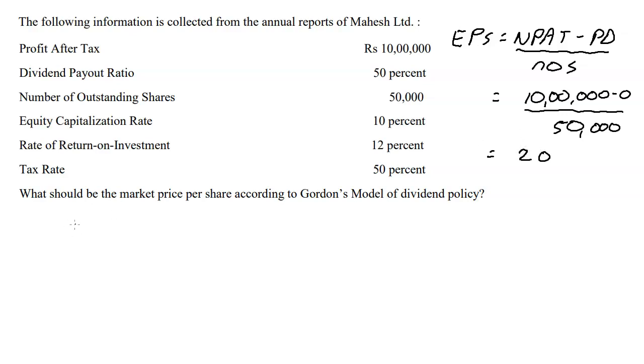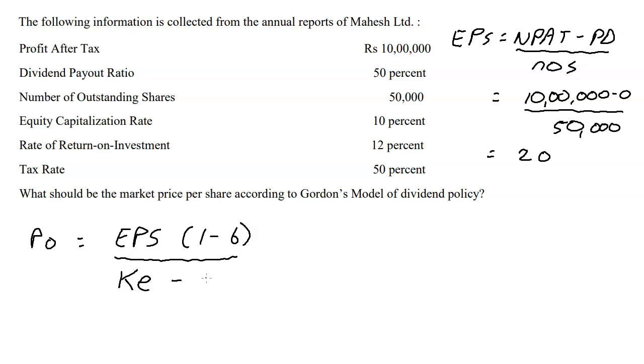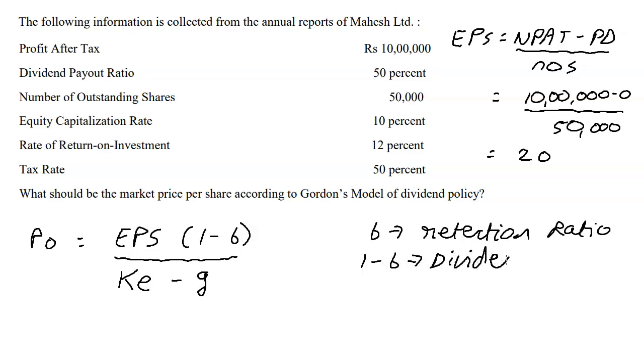Then our calculation for the market price of the share using the Gordon model. P0 is equal to earnings per share into 1 minus B upon KE minus G. Now you need to understand that B is the retention ratio. 1 minus B is nothing but your dividend payout ratio.